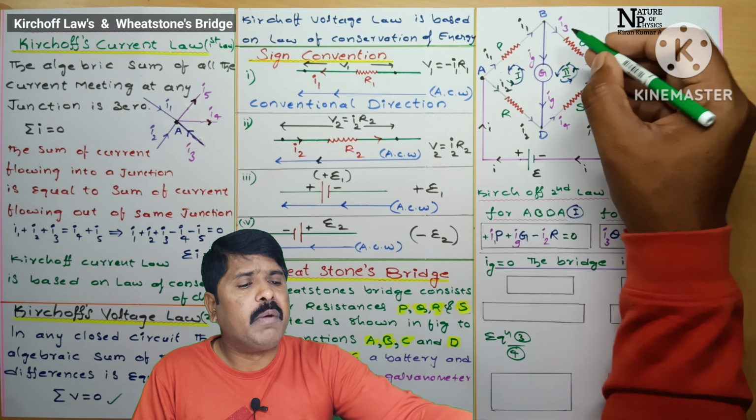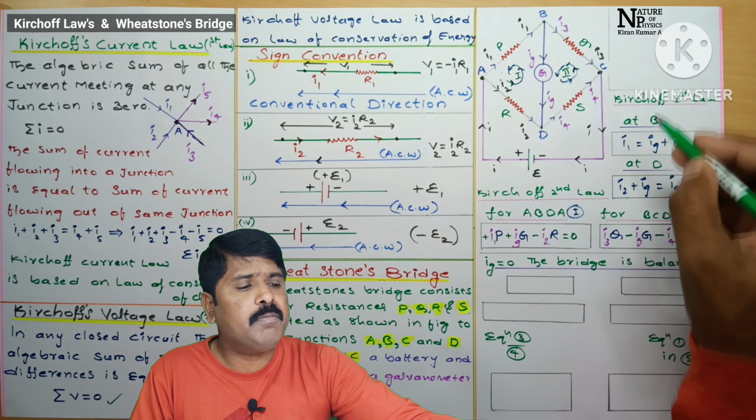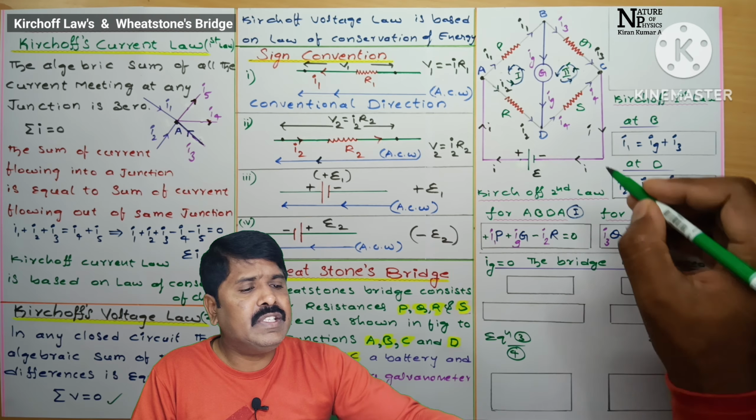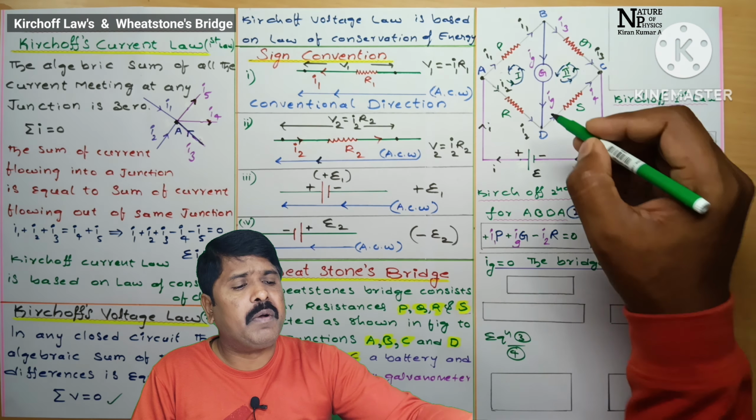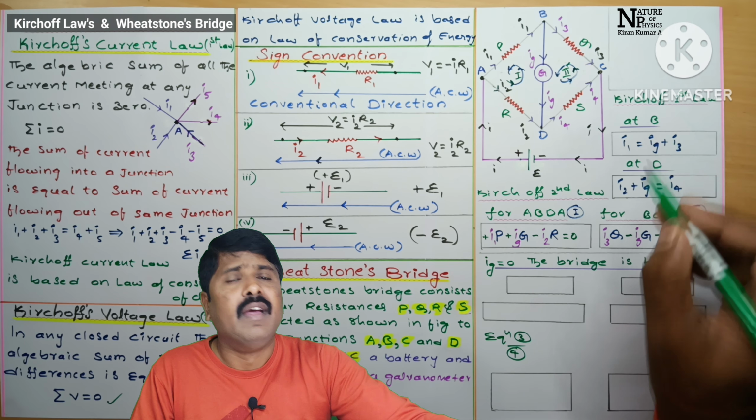Now I3Q represents the potential difference across the BC junction, minus IGG represents the potential difference across BD, and minus I4S represents the potential difference across DC.